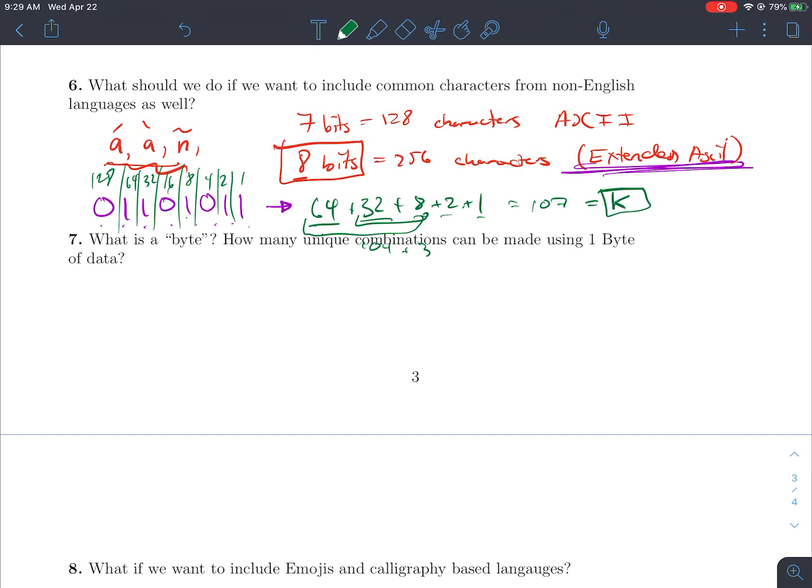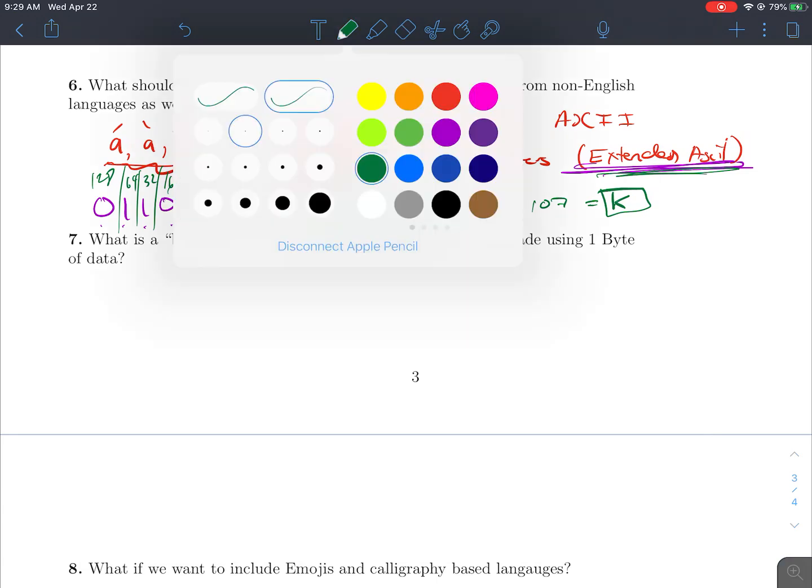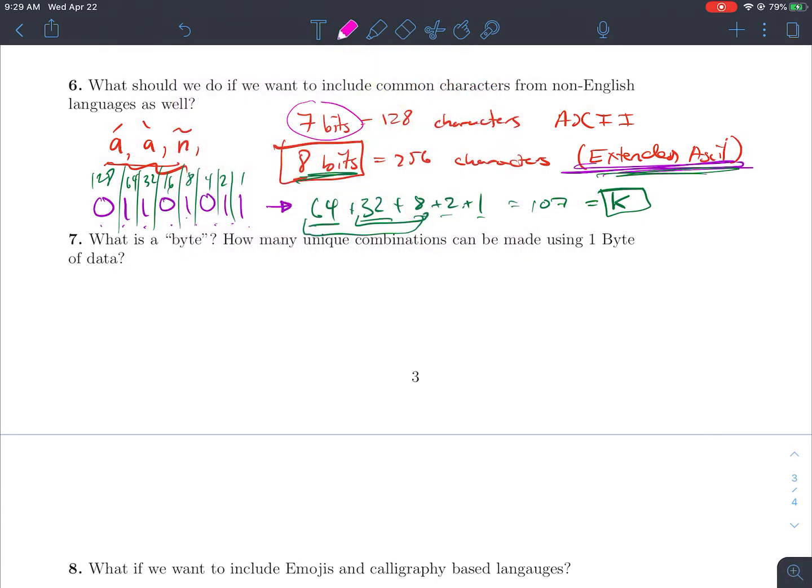So we've got a system now for translating between 8 bits and extended ASCII, or characters. What is a byte? How many unique combinations can be made using 1 byte of data? Okay, so here we go. We said that ASCII was great. 7 bits for 128 characters seems like a lot, and it's really nice. But we very quickly needed to upgrade our system so that we had 8 bits, which would be 256 characters.